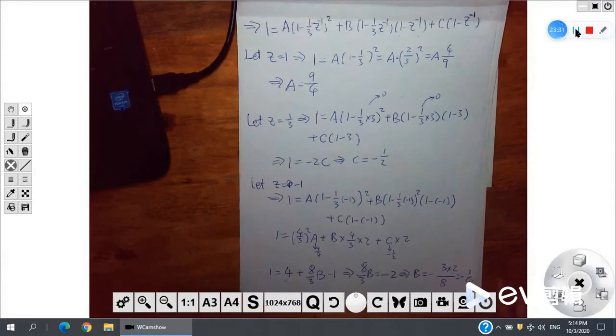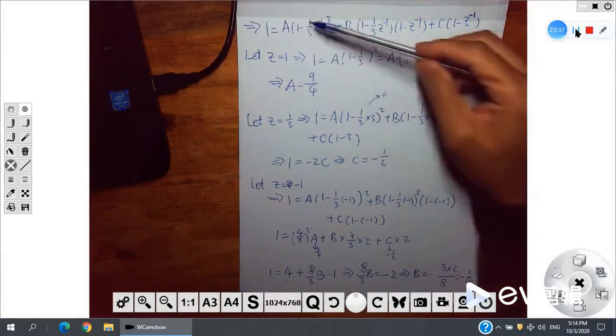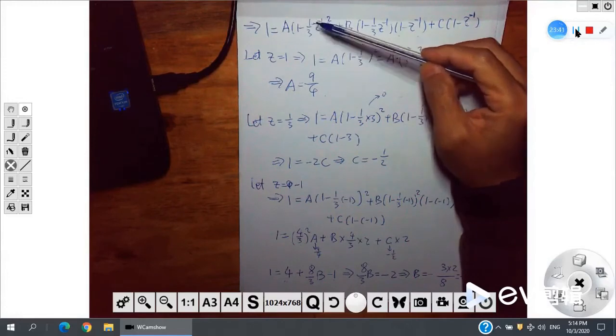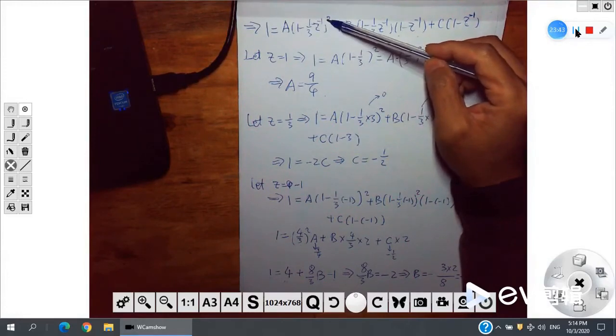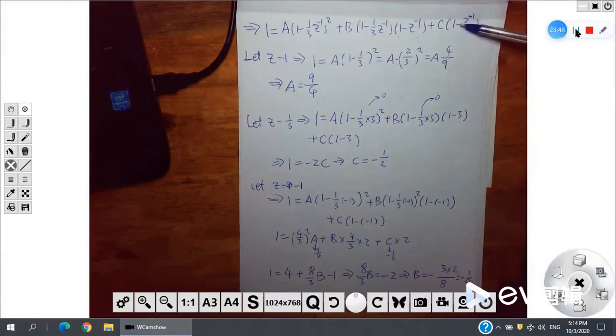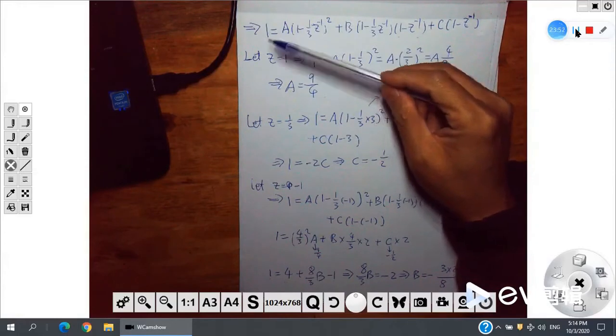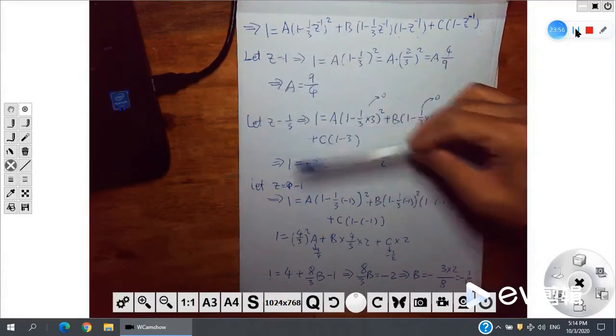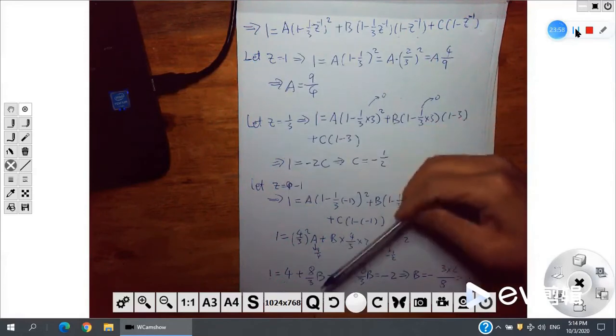You can also try to solve the equation. You compare both sides and check the coefficients of 1, z to negative 1, and z to negative 2. You check the coefficients of both sides, then you can have 3 equations. You solve those 3 equations, then you can find A, B, C again.